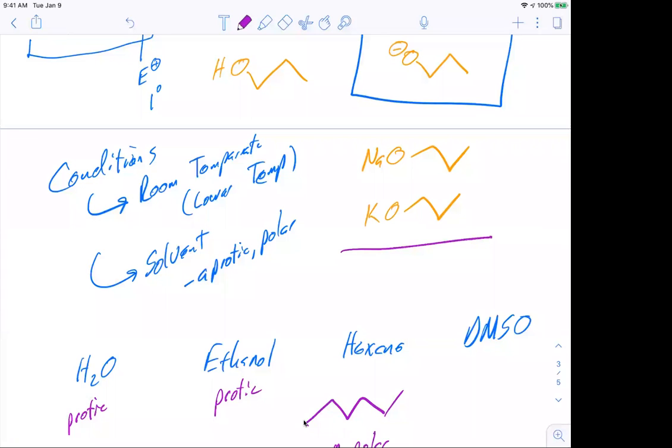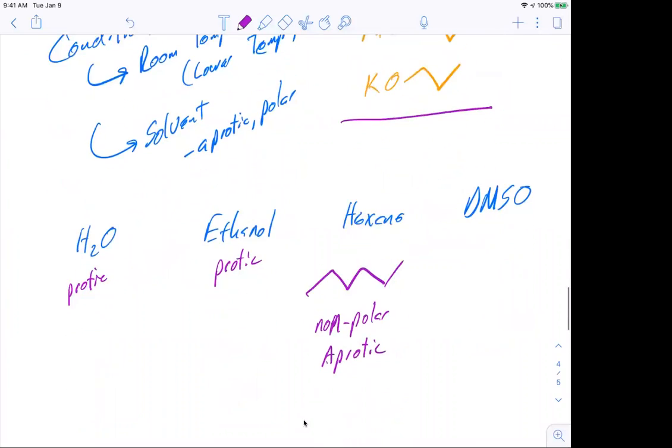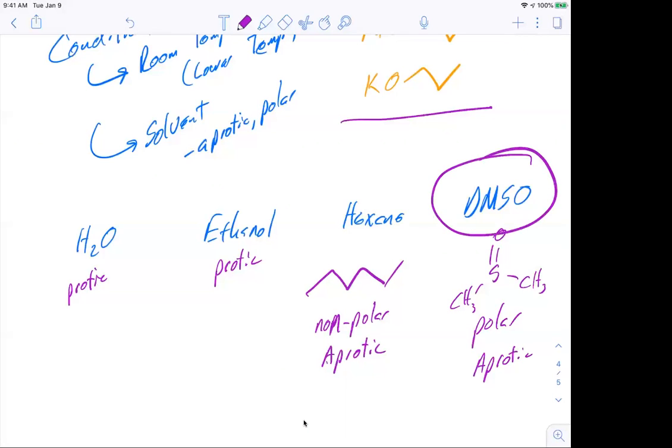So if we have an ionic species, a nonpolar solvent is not going to be able to dissolve that. So the nonpolar aprotic is going to be problematic. But then the DMSO is a polar aprotic, actually very polar. So that would be the solvent that I would want, right? It can solvate the anion, the potassium propoxide, and it's aprotic, so it's going to favor SN2 reactions.